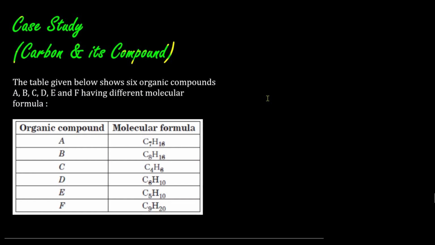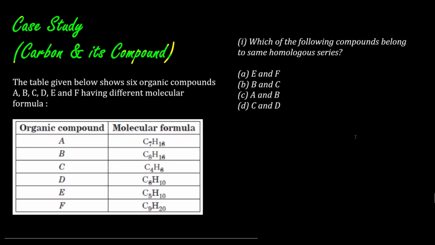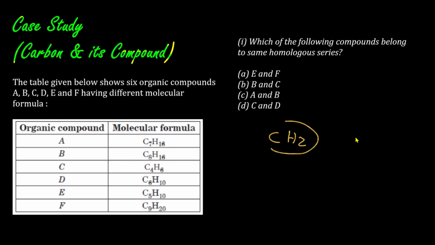So the first question is: which of the following compounds have the same homologous series? So what is a homologous series? As you know, it is a series of compounds in which each member differs from its preceding and succeeding member by a CH2 group. So there should be a difference of CH2 between the members. So the first option here is E and F.